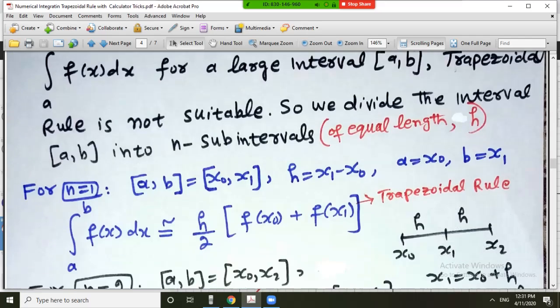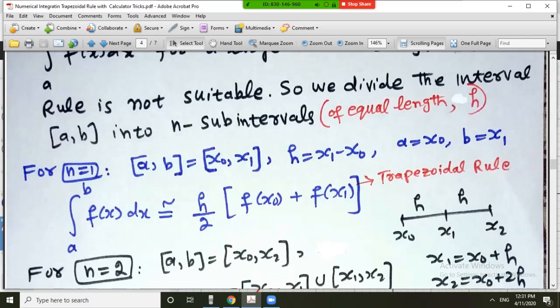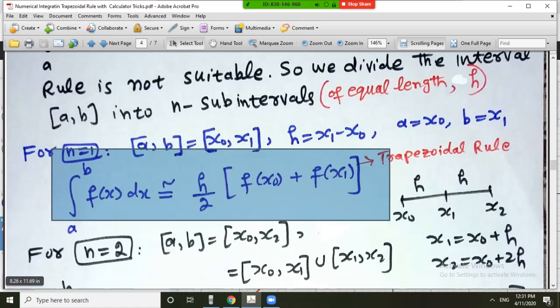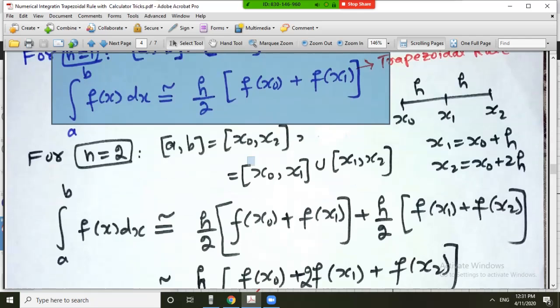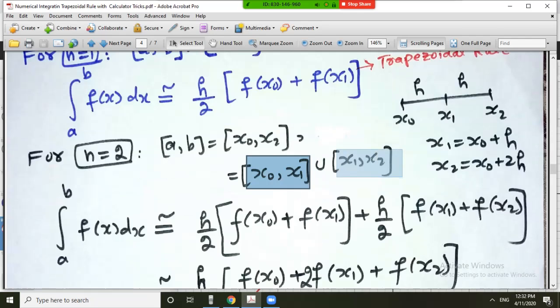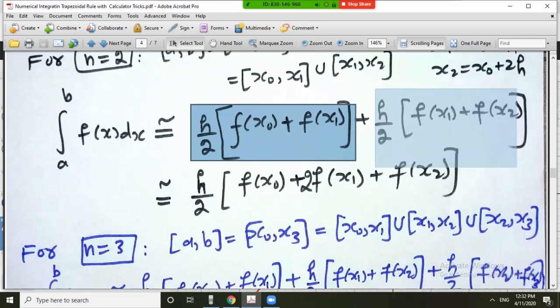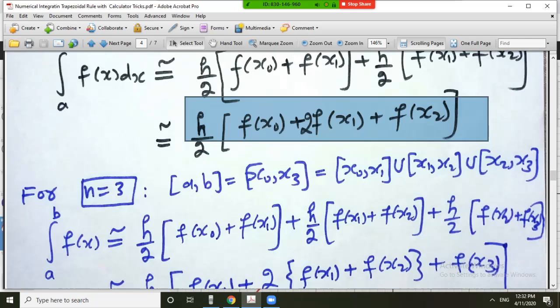So what is composite trapezoidal rule? If we have a large interval AB and we want to divide it into n subintervals, if we use n equal to 1, this means that we have not divided it into subintervals. This is the original. AB is x0, x1, and we have the trapezoidal rule that we have already discussed. If n is equal to 2, we divide a, b, or x0, x2 into two subintervals and apply trapezoidal rule on each subinterval. On the first one, we have this. On the second one, we have this. So after simplifying, we have this formula for n equal to 2.